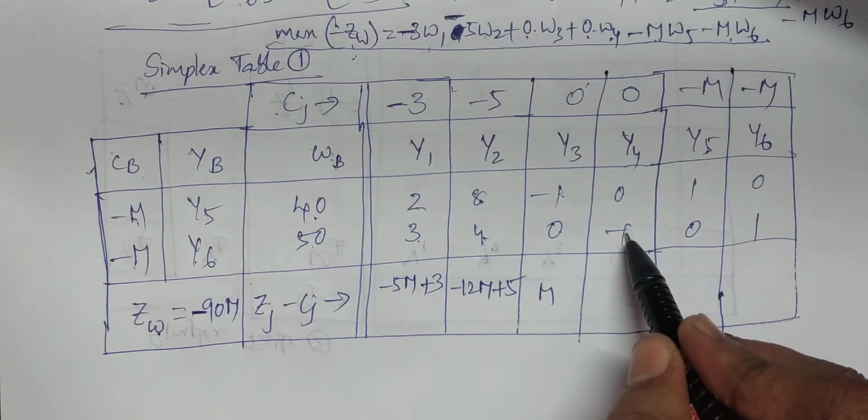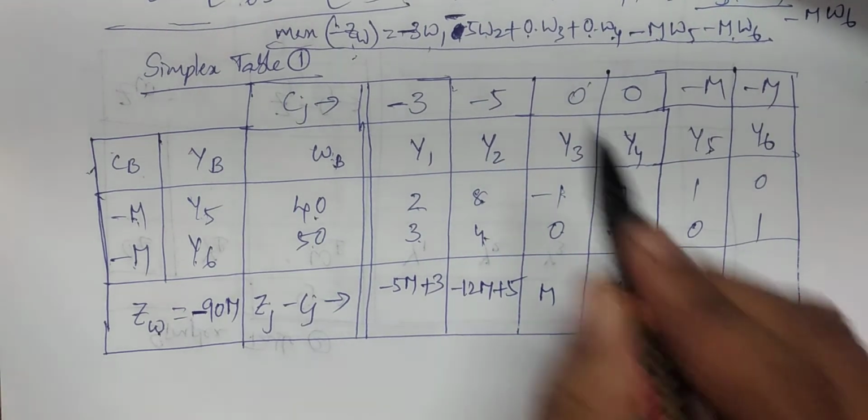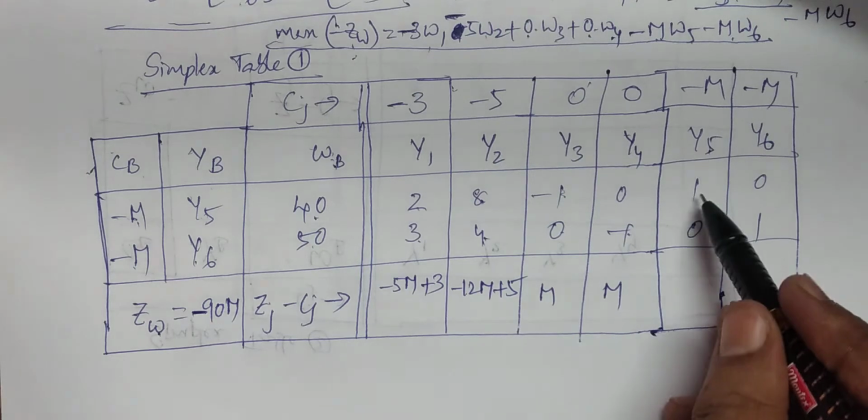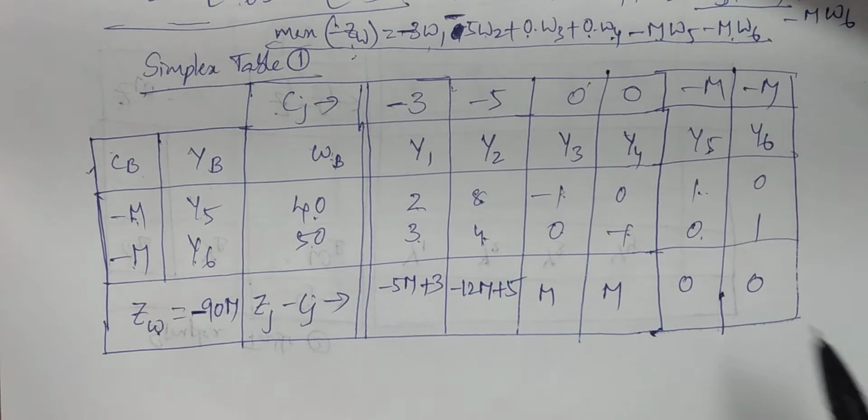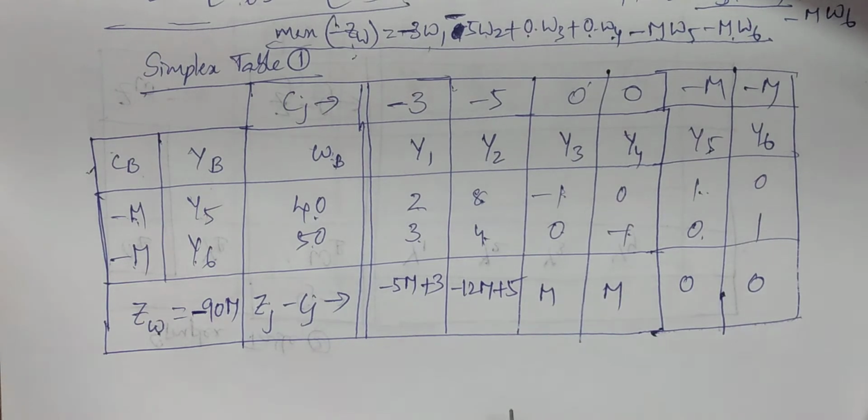0, minus m into minus 1, plus m, minus 0, it is m, plus m. Minus m into 1, minus m, plus 0, minus of minus plus m, 0, it is also 0. So this is what the net evaluations for simplex table 1.